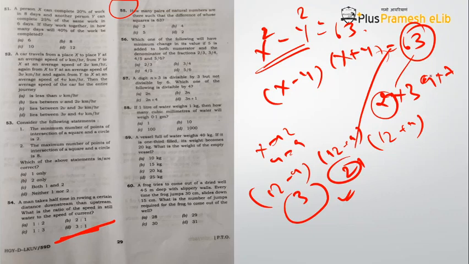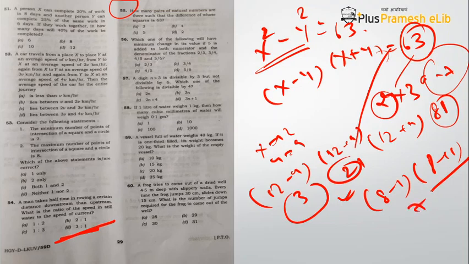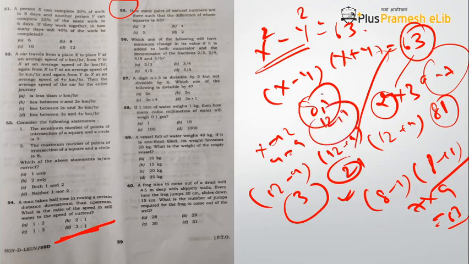And then suppose if this is 9 into 7, so there also you can take suppose 8 and 1. So 8 minus 1 is 7 and 8 plus 1 is 9. So that will be 7 into 9, which is again 63. So how many pairs you have? You have 8 comma 1 and you have 12 comma 9. So these are two pairs. So answer is D. Okay.